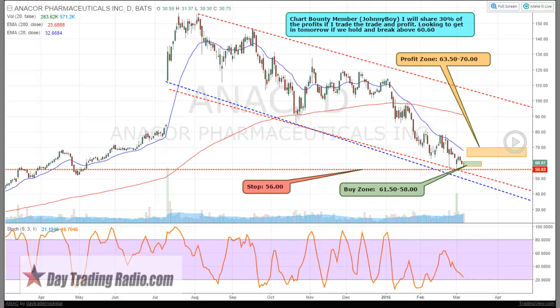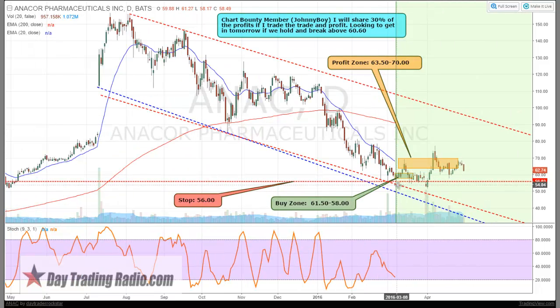All right, here we have one. Again, this had a very, very tight stop on it. And you're going to see if you have your stop too tight, it will sometimes go underneath it. Now, it actually worked out. Our buy zone here is 61.50 to 58, and our profit zone was 63 to 70. So that's a nice little move here.